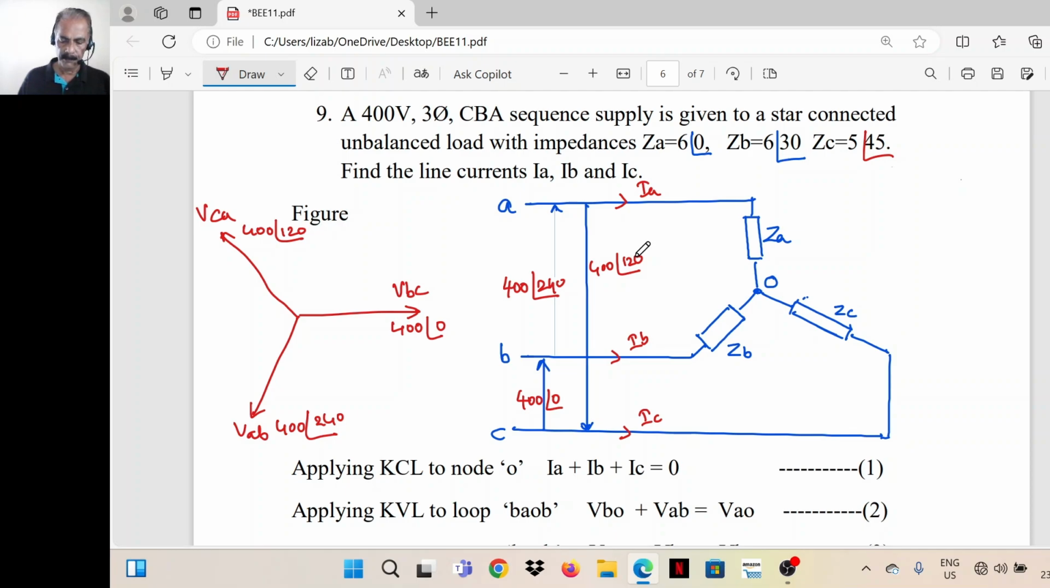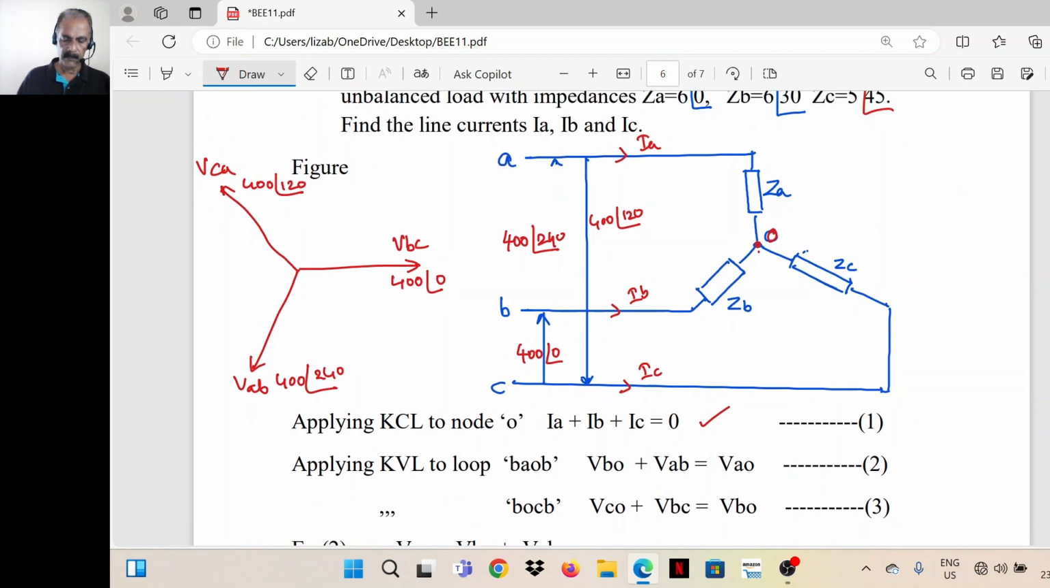Now, I marked a point O here at the star point. By applying Kirchhoff's current law to this node, we can write this equation: IA plus IB plus IC is equal to 0. Because the sum of the currents meeting at a point is 0 according to Kirchhoff's law. So IA plus IB plus IC is 0.